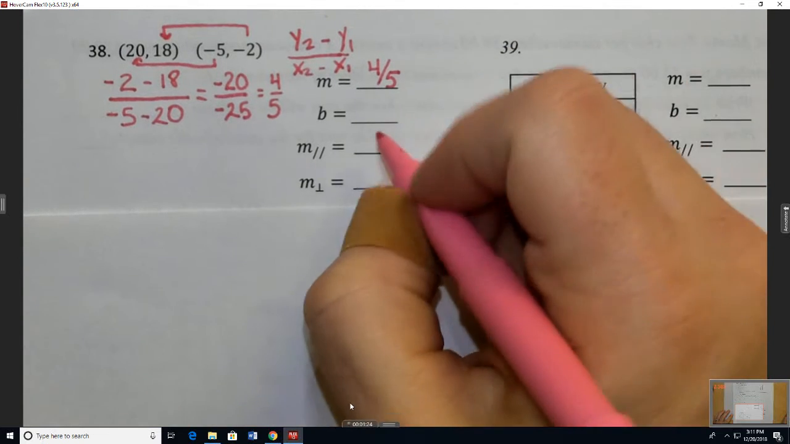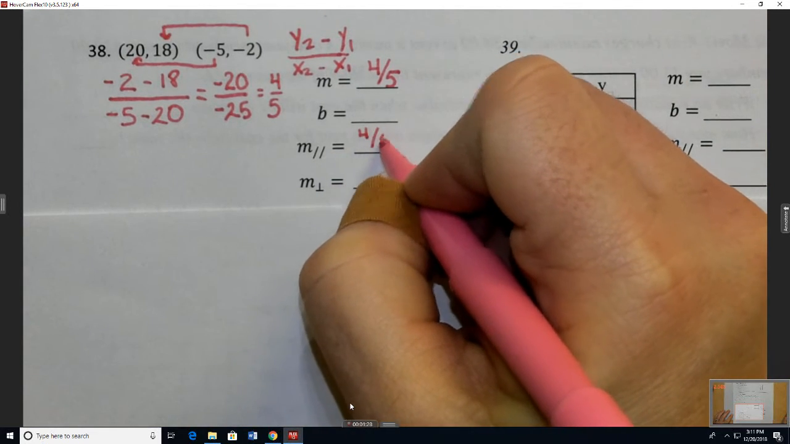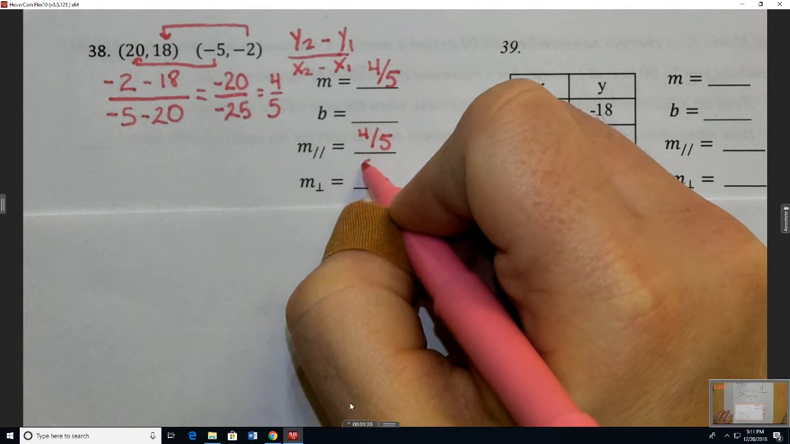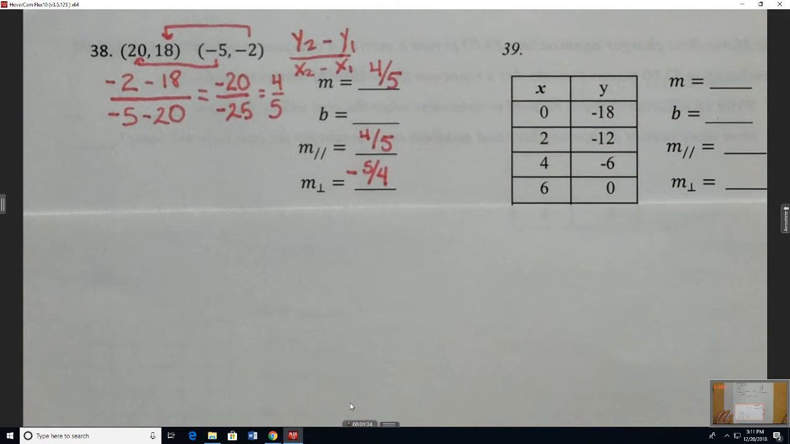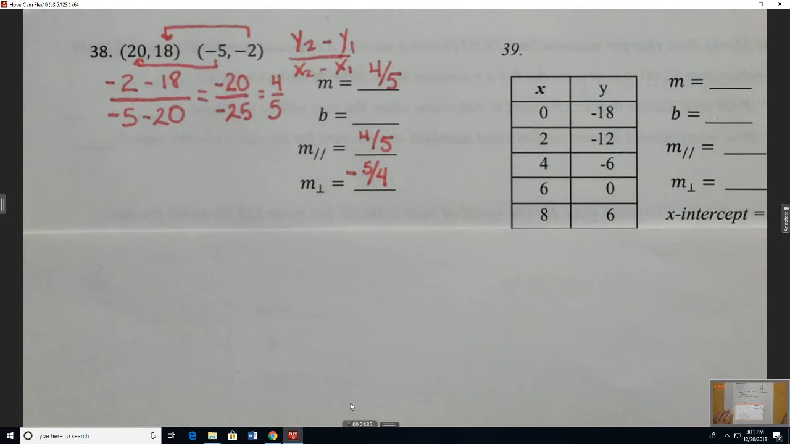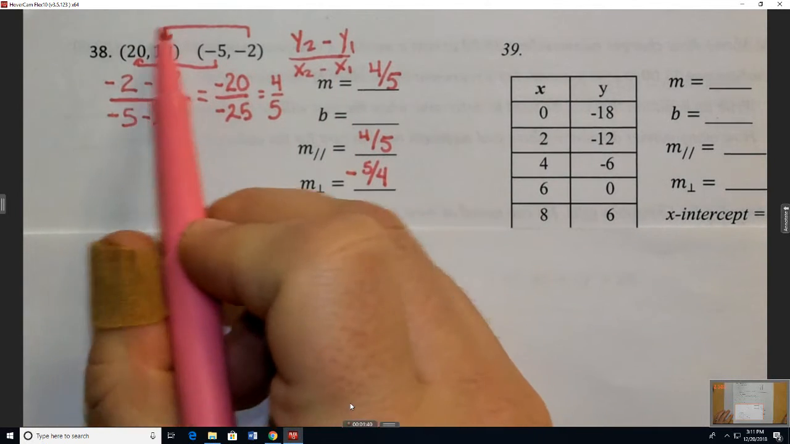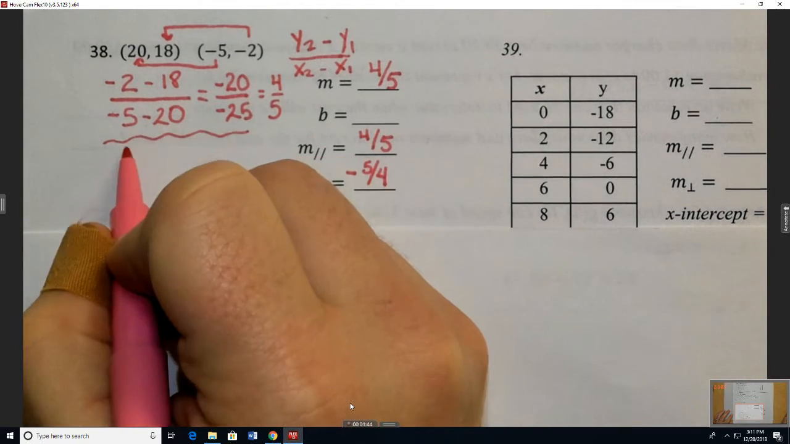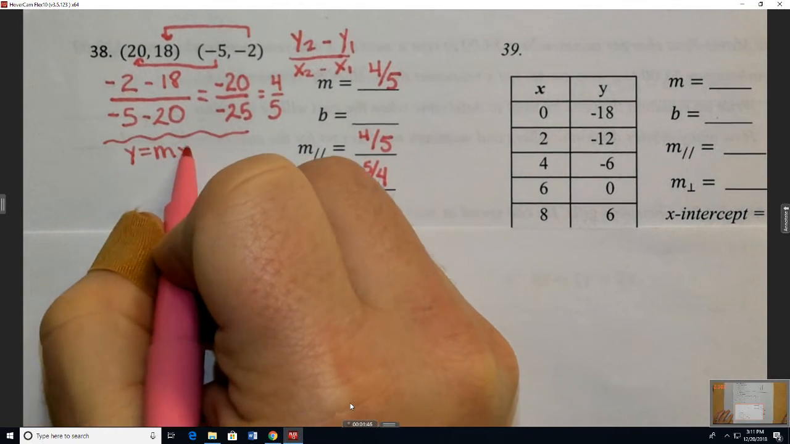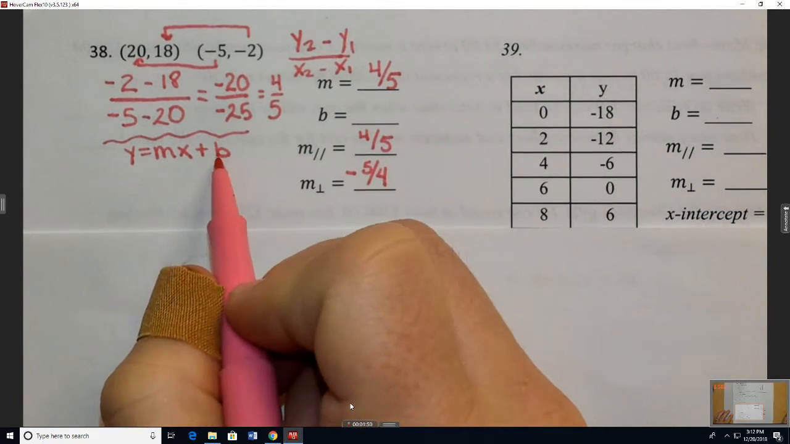At this point, I can fill in the slope parallel and perpendicular. Parallel lines have the same slope, and perpendicular will need to flip the fraction and change the sign. But this question also asks for the value of b. And remember that as long as we know the slope and at least 1 point, we can use the relationship y equals mx plus b to work backwards and find the missing value.